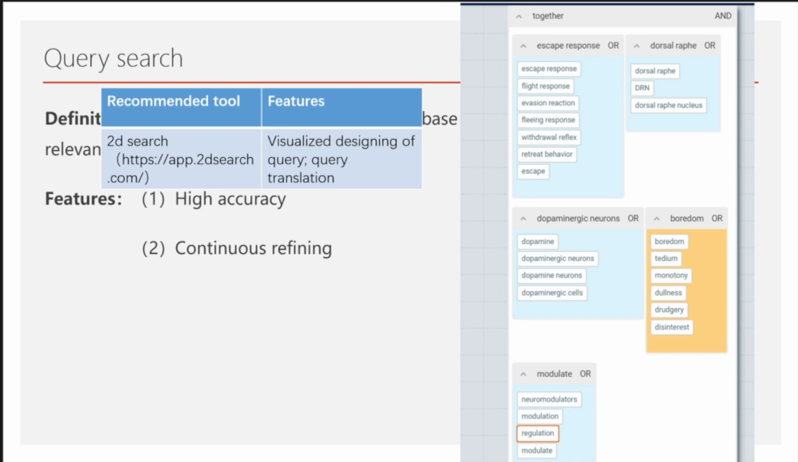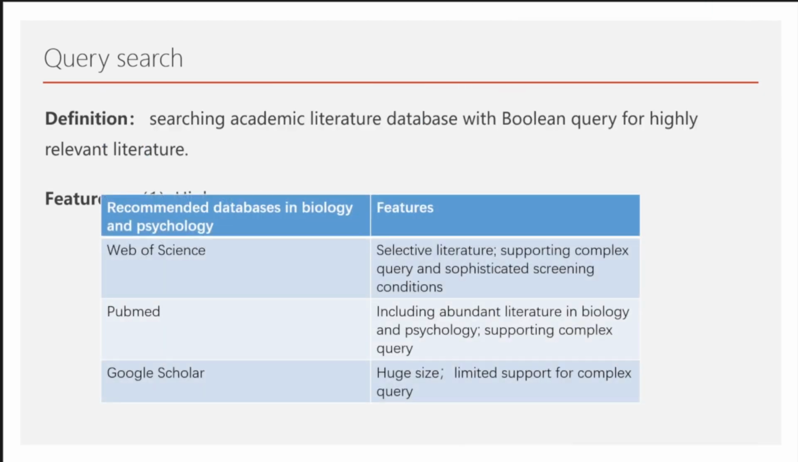First, it can allow us to use graphical interface to design the query, which is way more efficient than manual design. Additionally, 2D search also provides query translation suitable for different databases, which can save us the trouble of memorizing syntax nuances among different databases. Different fields usually require using different databases.